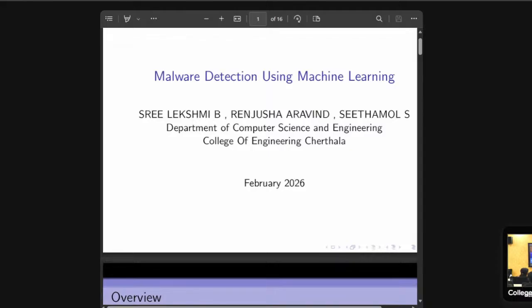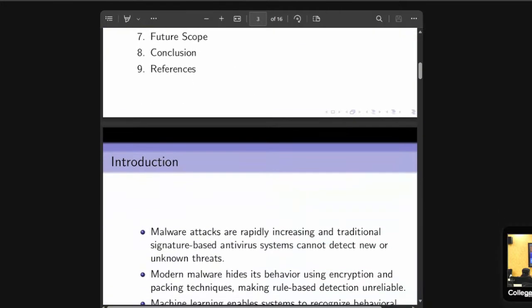Good morning, panel. I am Sri Lakshmi B, a final year MCA student at College of Engineering, Cherthala. Today I am presenting my work titled Malware Detection using Machine Learning. This project focuses on static analysis with online threat intelligence verification. So this is the overview of my PPT.